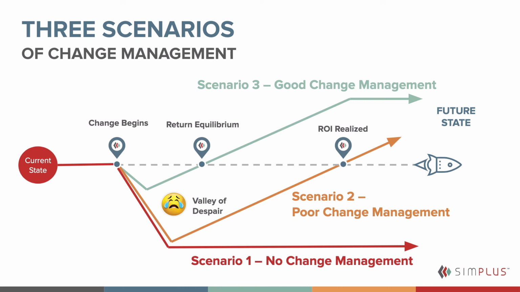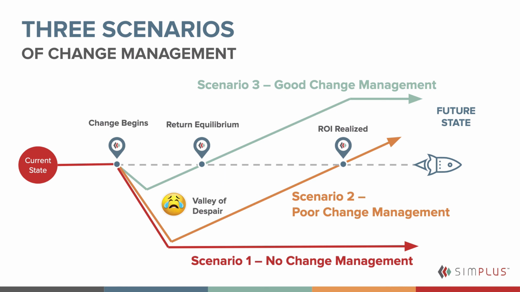Now this chart is kind of cool in that there's something called the Valley of Despair, or sometimes called the Valley of Pain, where you begin to make your change to the future state. You're leaving your current state. This is how we do things today. You're leaving that state. The change begins, and if you don't do any change management or you do poor change management, then what really happens is that you're going to have some upset users. So that's what this Valley of Despair is, and you're going to realize the benefits that you're looking for much later in the project, if you realize them at all.